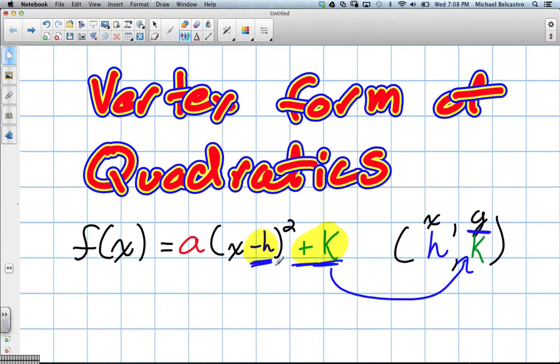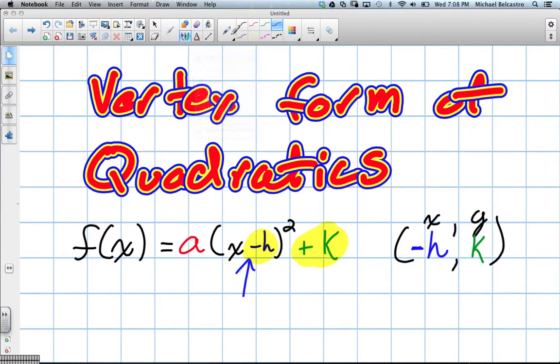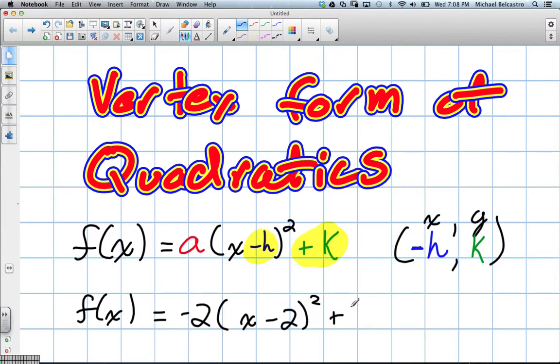h is a little opposite, okay? So think of it like the opposite of h. So I'm going to be like a negative of h here. Because really what's happening is in this formula we have a negative value, okay? So let's say, for example, I just give us a function f of x is equal to, I don't know, negative 2 times (x minus 2) squared plus 3. Okay. Well, the vertex of this we can see right in the equation.